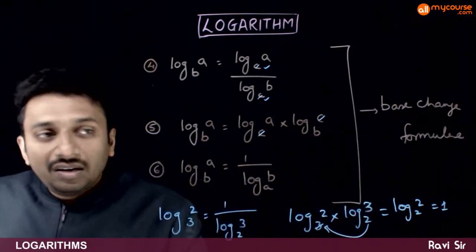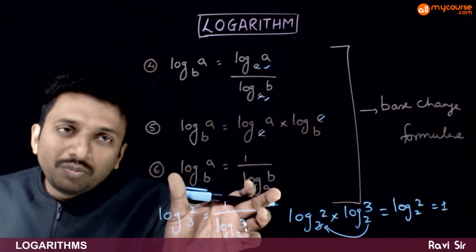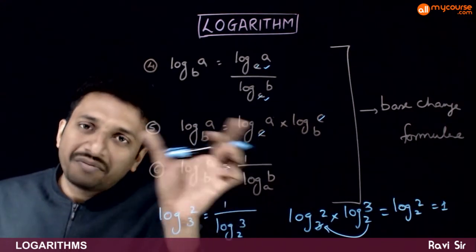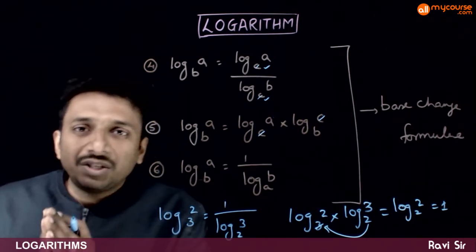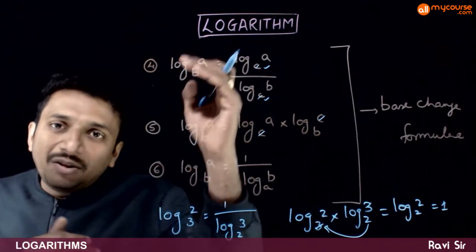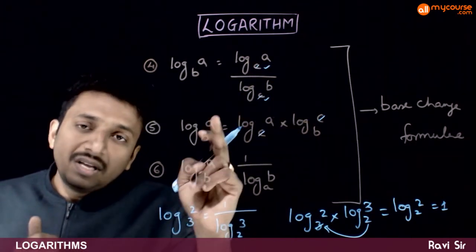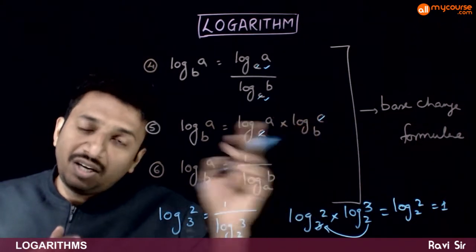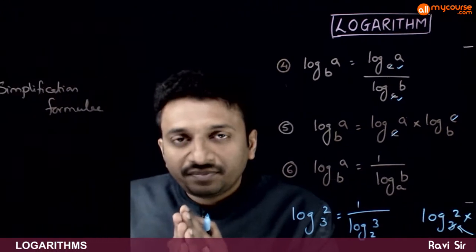You get log 2 to the base 2, which is equal to 1. So effectively these two are similar. This property is a sub-property of this general property. So these three properties are called base change formulas. Log A to the base B can be written as log A by log B to any common base. Log A to the base B can be written as log A to C into log C to B. Log A to the base B is 1 by log B to the base A.